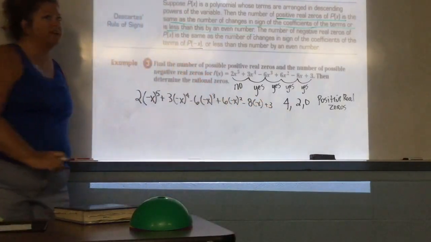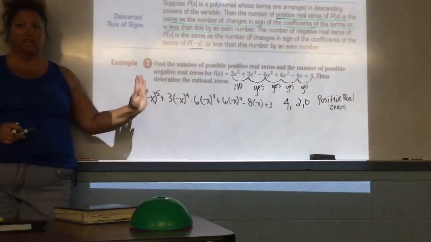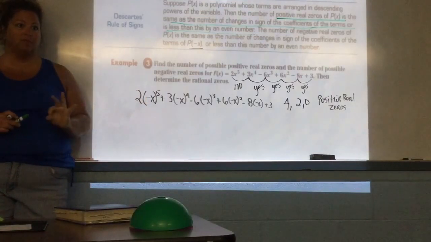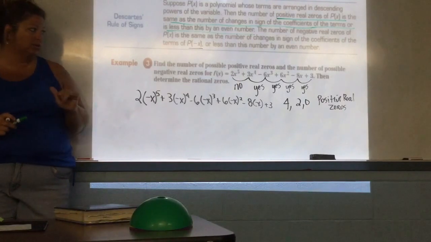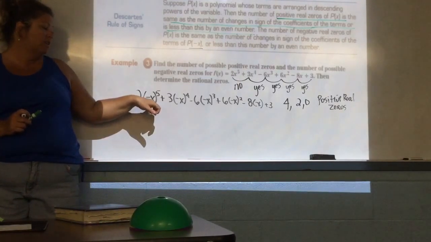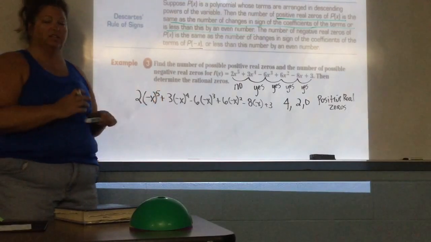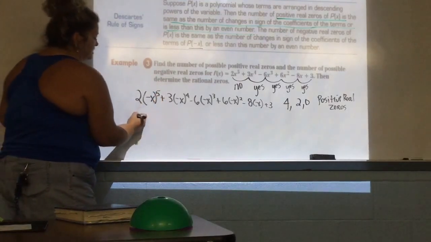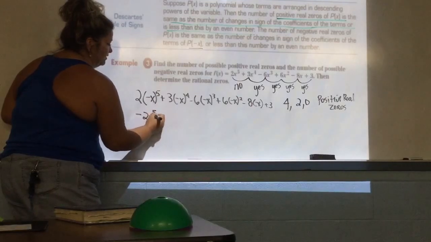Okay, this is not the same as just going through and negating everything. So do not make that mistake. If you do, you're not going to get the right answer. If I take a negative variable to an odd power, what's it going to leave me with? Negative. So this is negative 2x to the 5th.